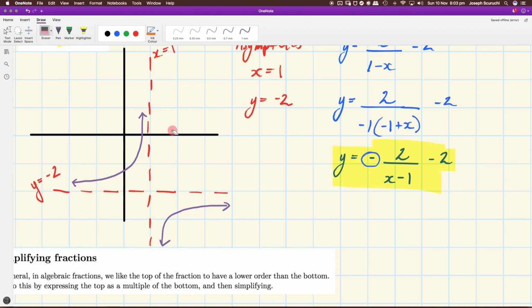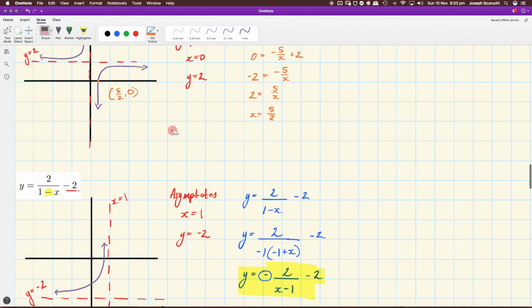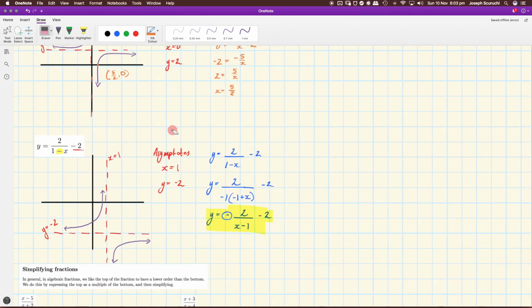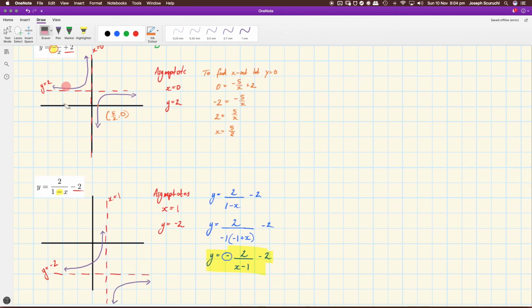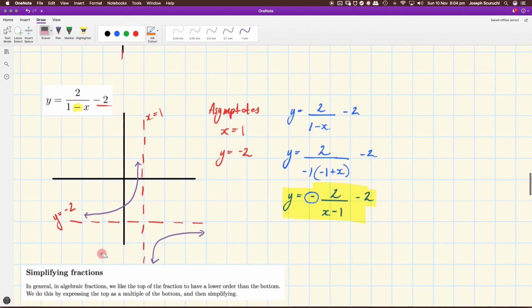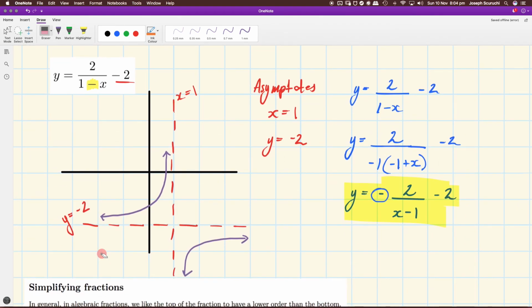So hopefully you can see, if I zoom out, I have to zoom out a bit more. In this question, I reflected across my x-axis and I ended up with this. And in this one, I reflected across my y-axis and this is what happened. As you can see, there was no real difference in terms of my reflecting, and that's very important.